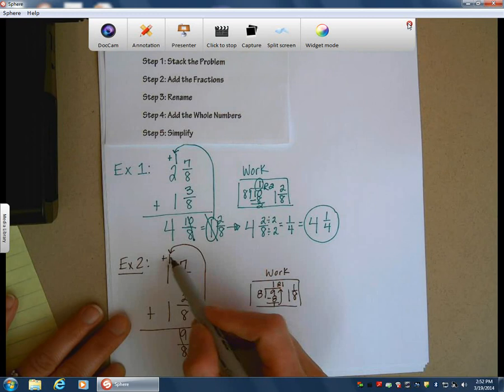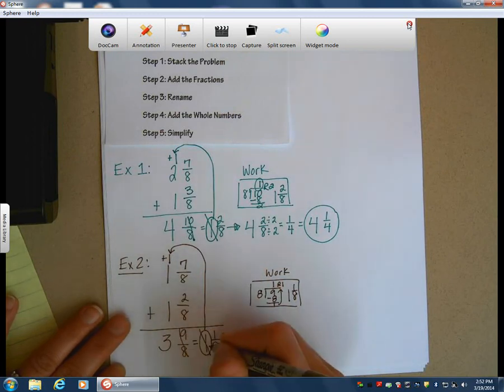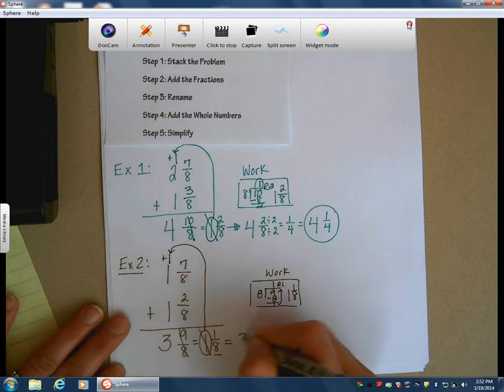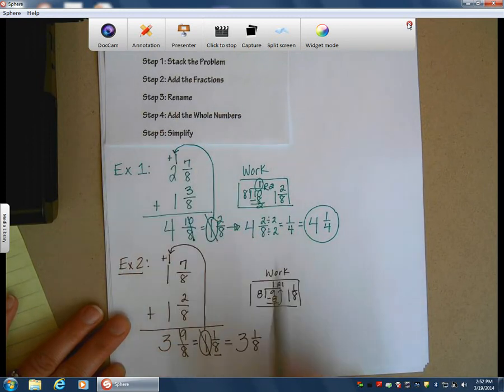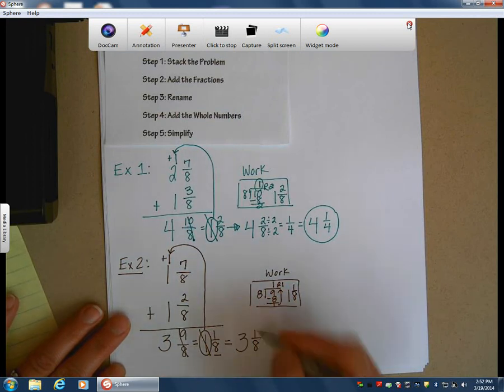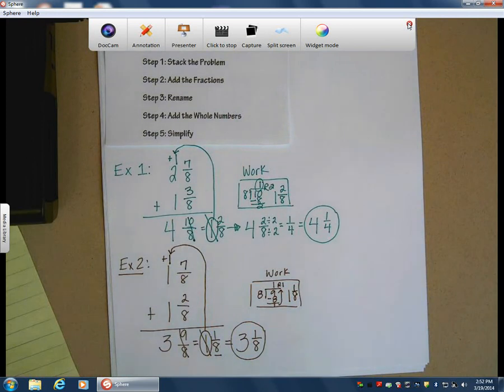1 plus 1 plus 1 equals 3. And since I have all of this in between, I'm going to rewrite my answer over here so I could see it more clearly. And then I'm going to move on to step 5, which is simplify. 3 and 1/8. 1/8 does not have to be simplified, so my final answer is 3 and 1/8. And those are the steps to follow when adding mixed numbers. So have fun.